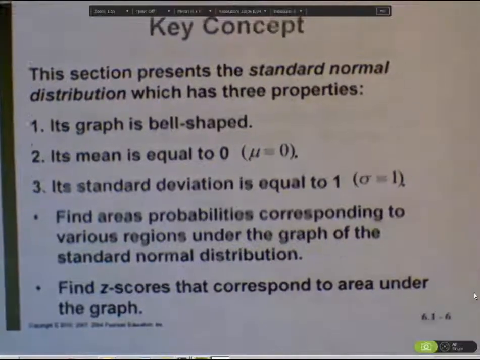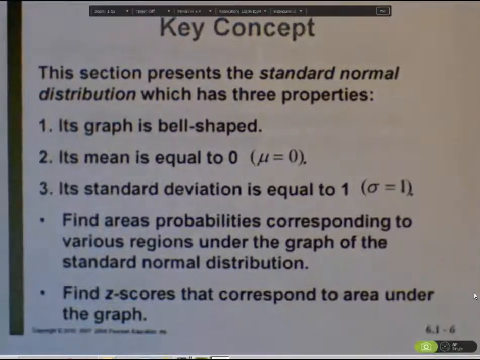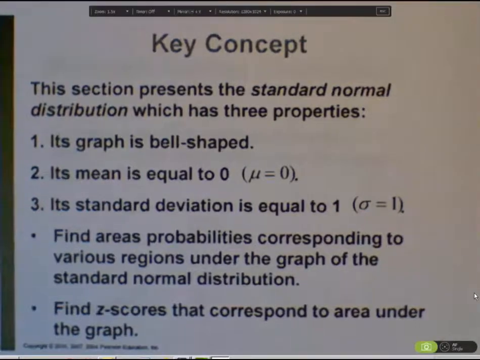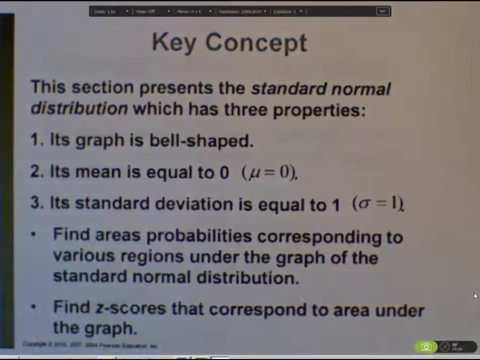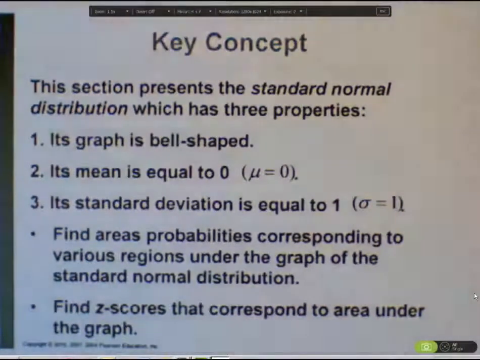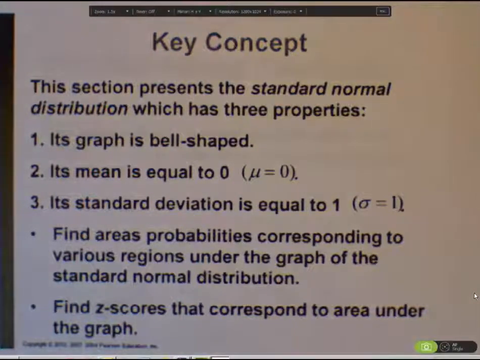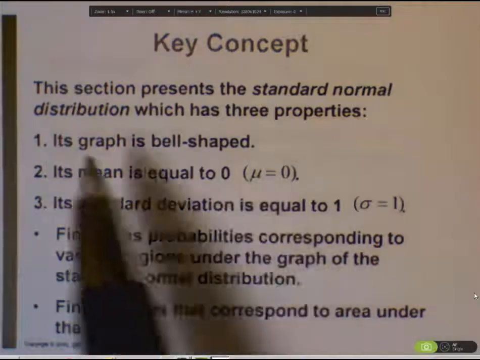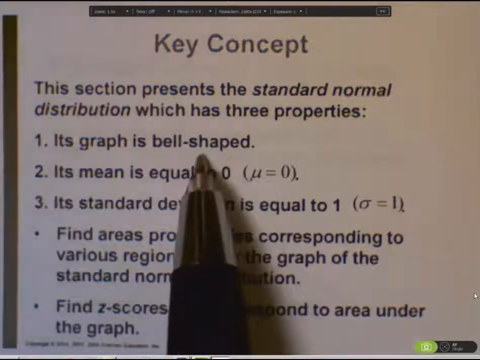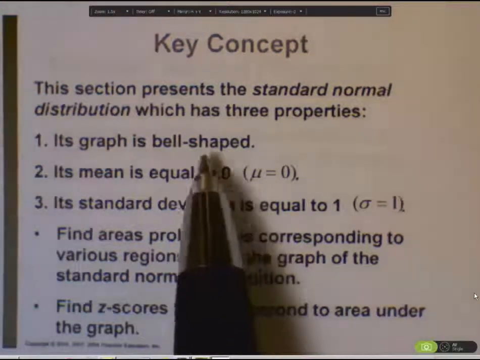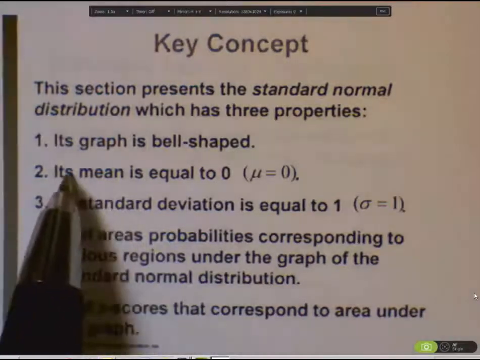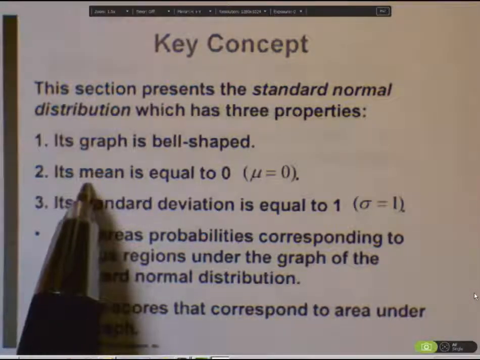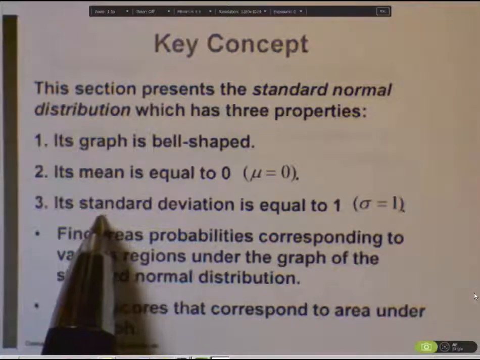In 6.2, we're specifically talking about a very specific type of normal distribution called the standard normal distribution. And the standard normal distribution has 3 properties. Number one, it's bell-shaped. All normal distributions are bell-shaped, so that's not special. But its mean is equal to 0 and its standard deviation is equal to 1.